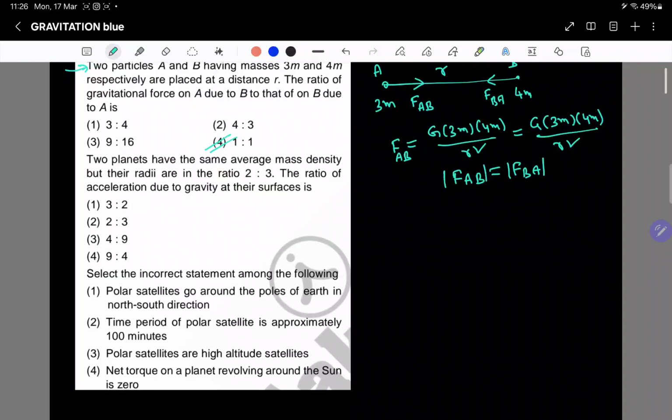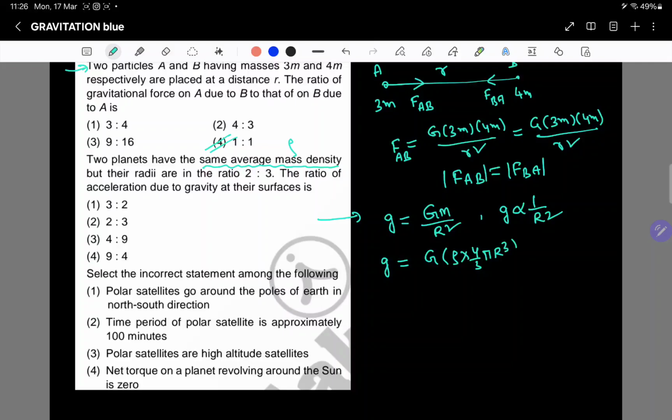Next, two planets have the same average mass density. Very important, students. Acceleration due to gravity, small g, and capital G relation: g equal to G M by r square. So if mass is constant, acceleration due to gravity is inversely proportional to r square. But here the same average mass density is given. So in terms of density, g equal to G into mass, which is nothing but density into volume, 4 by 3 pi r cube, by r square. So r square here cancels, remaining r only.